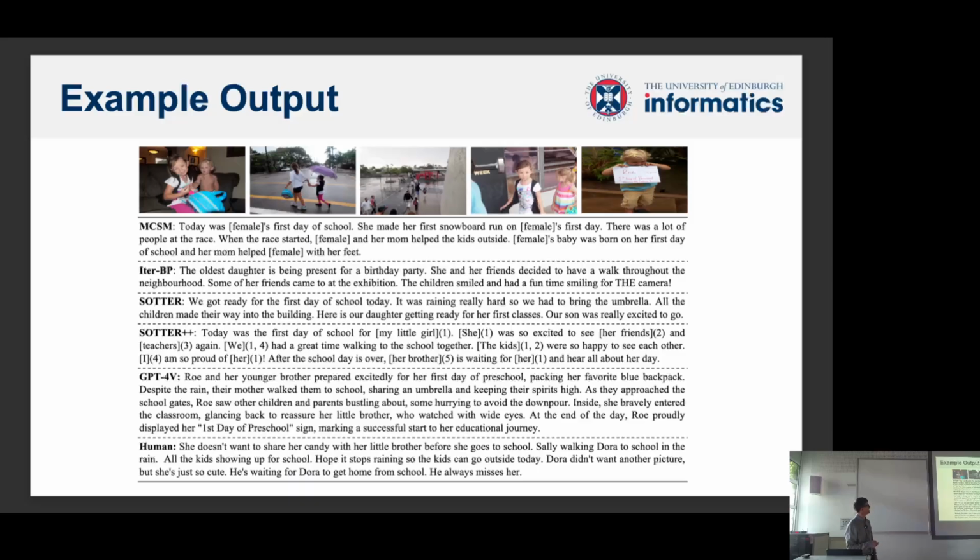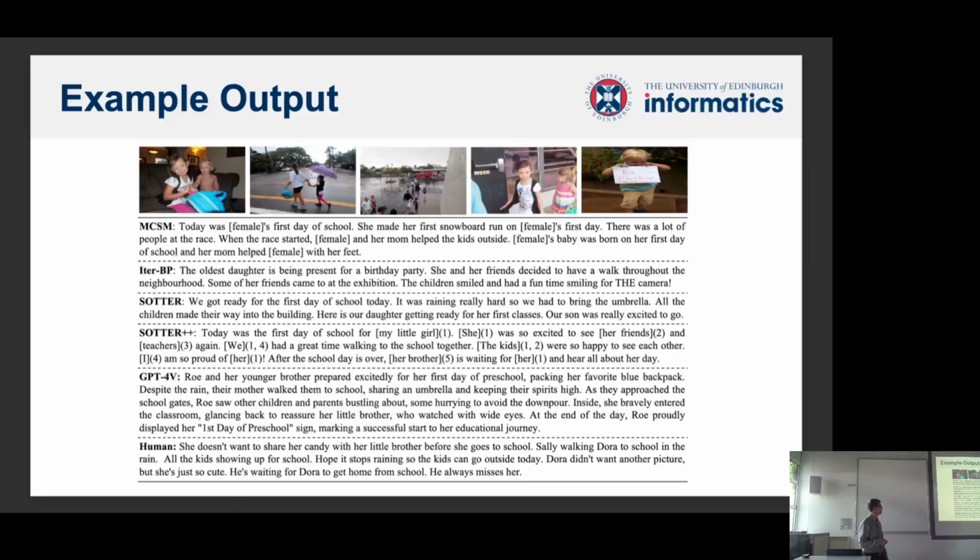This is our model. As you can see, we're generating referring expressions like "my little girl." We're indexing it here with she, her, and so on. "Her friends" is also grounded. "We" is grounded to two characters, 1 and 4. And the story overall makes a lot of sense. So it's the first day of school, and there's friends, and there's a brother, and so on. So it's a pretty good story.